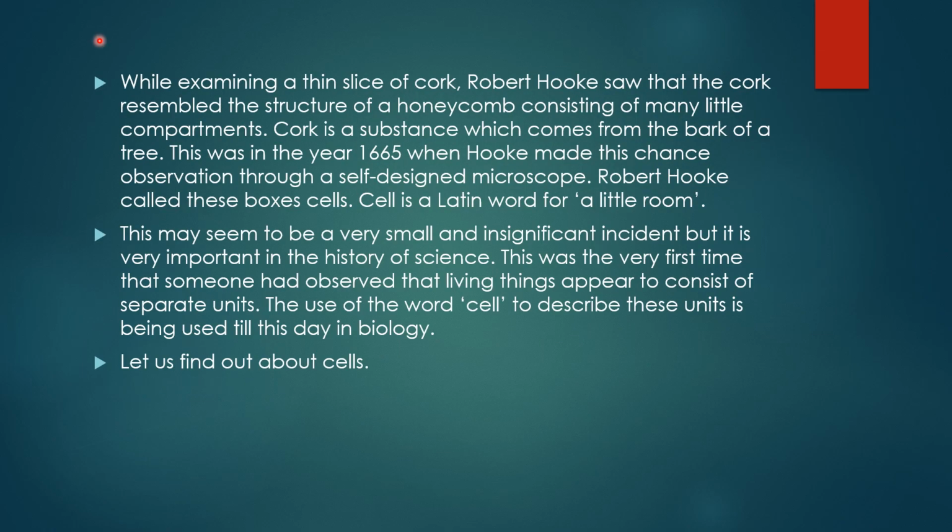So let us begin with the introduction. See, there was a scientist Robert Hooke, he examined a thin slice of cork. Okay? So he observed that this cork resembled the structure of a honeycomb that consisted of many little compartments. Cork is a substance which comes from the bark of a tree. So this was in the year 1665 when Hooke made this chance observation using a self-designed microscope. So he named these boxes as cells. Cell is basically a Latin word for a little room, something very little.